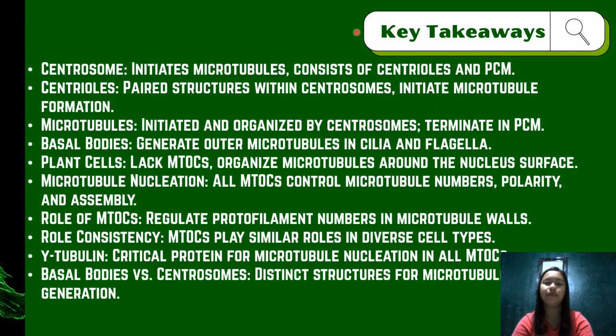So, review tayo. We have what is centrosome, what component of centrosome nucleates microtubules, and how does it dictate the number of protofilaments. So the centrosome, a pivotal organelle in animal cells, gaya ng sinabi sa atin, organizes the microtubule cytoskeleton with two centrioles surrounded by pericentriolar material. As a microtubule organizing center, the centrosome relies on gamma tubulin, a tubulin variant distinct from alpha tubulin and beta tubulin.